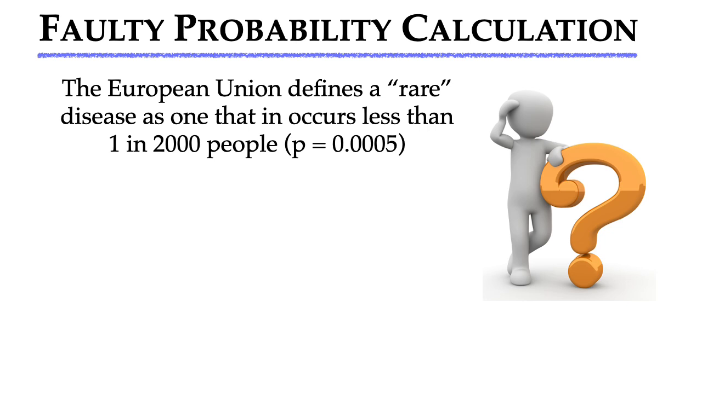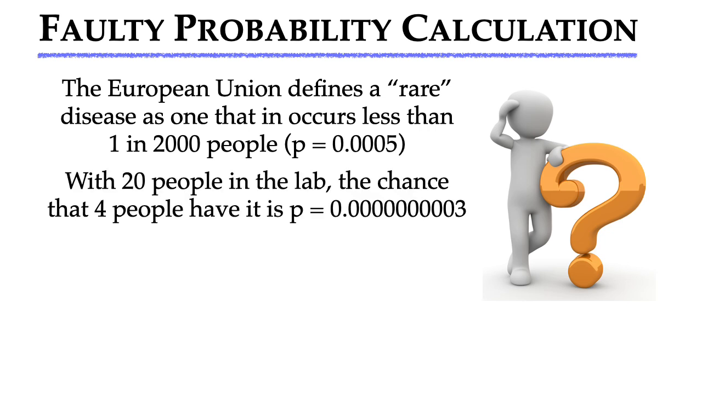First, the European Union defines a rare disease, which is what they called this, as one that occurs in less than 1 in 2,000 people. So that's a fairly low P. With 20 people in the lab, the chance that 4 people have it is a very small P, as you see there, a very low likelihood.